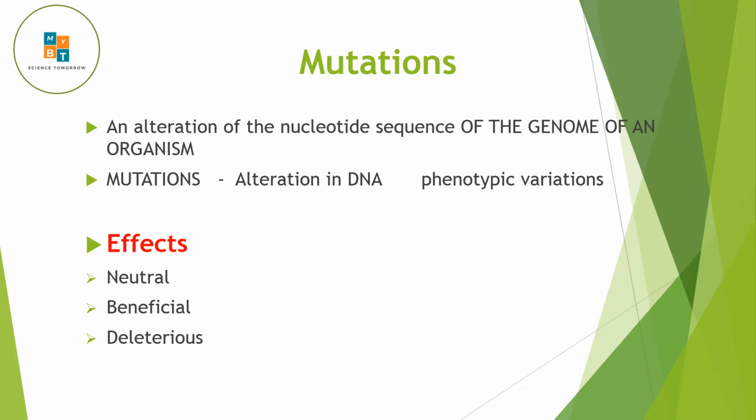Because of the mutation, there is a change, otherwise called an alteration, in the DNA. This alteration of the DNA will result in phenotypic variation. Sometimes because of mutations, the color of a flower that is white can become red because of a gene mutation. So mutation is the alteration of the nucleotide sequence.